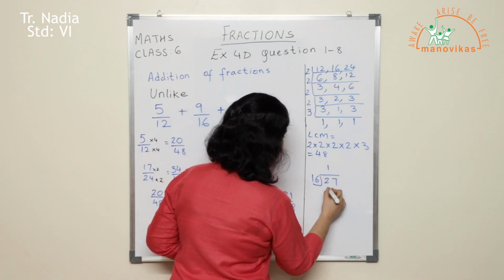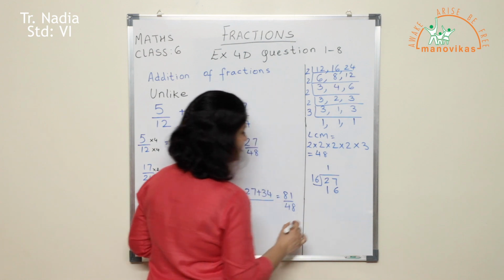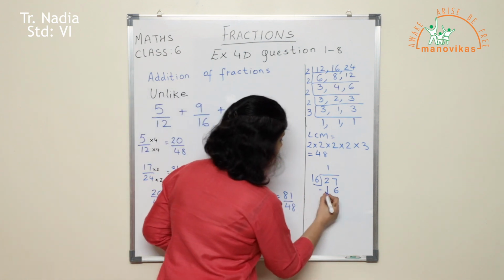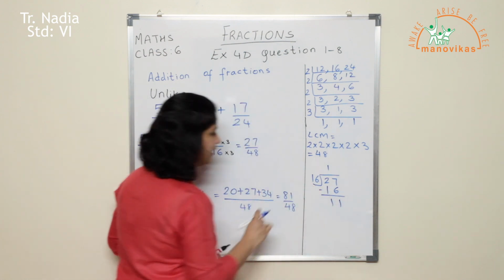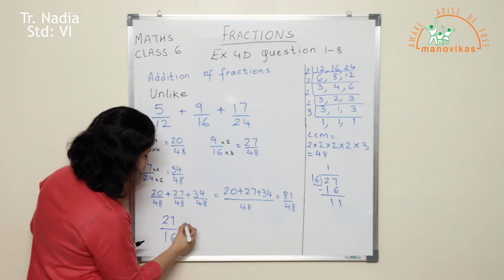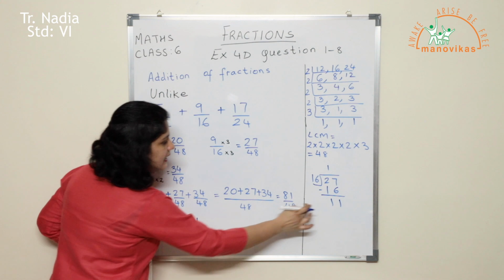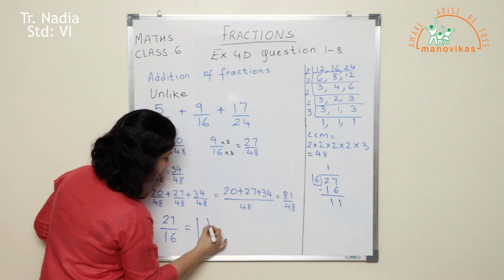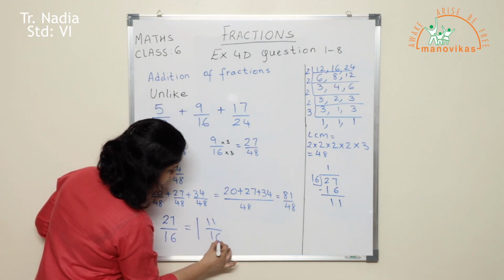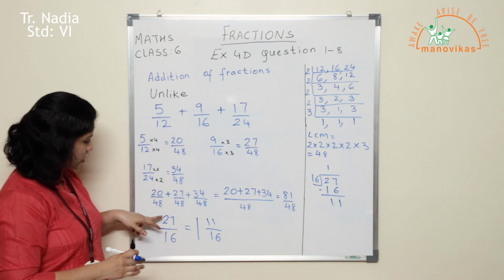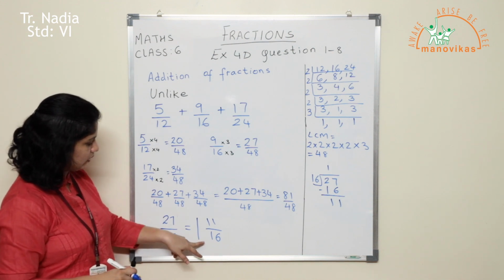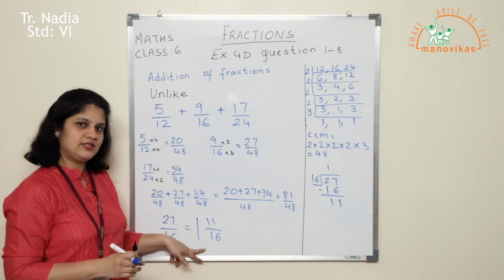16 ones are closest to 27, that is 16 ones are 16, and I will get a remainder of 11. So as a mixed number, 1 will be the whole number, 11 which is the remainder will be the numerator, and the denominator remains as it is. So 27 upon 16 is equal to 1 11 upon 16.